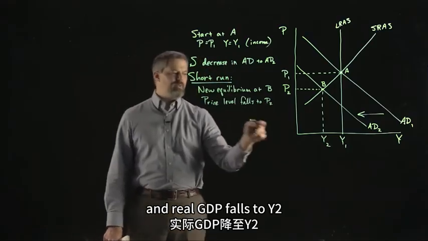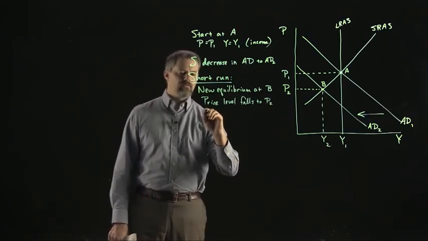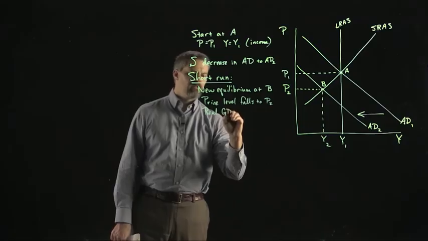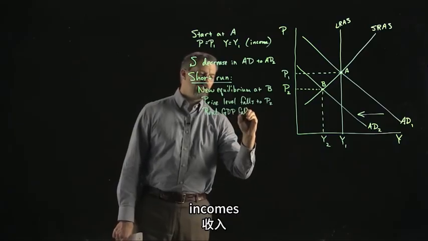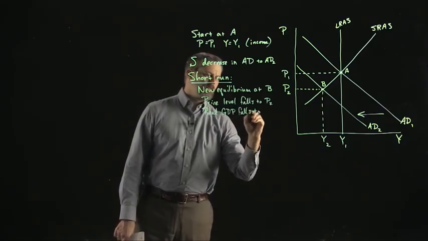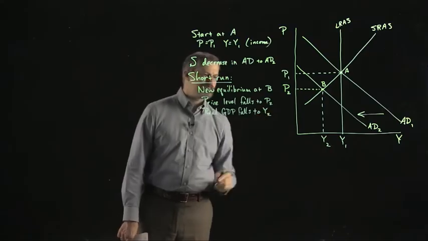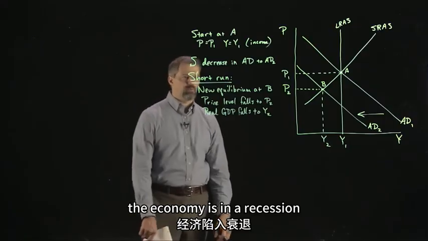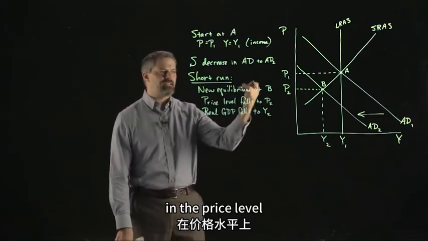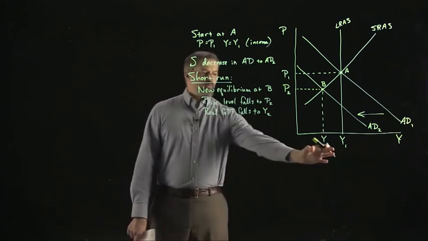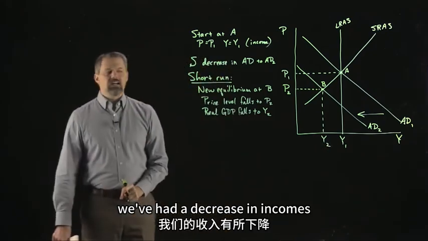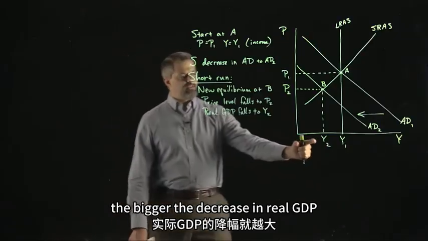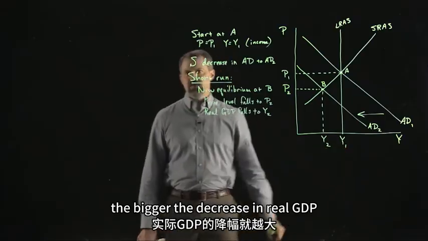And real GDP falls to Y2. So real GDP, incomes, falls to Y2. The economy is in a recession. What we've had is a decrease in the price level. We've had a decrease in incomes. And the bigger that shift in aggregate demand, the bigger the decrease in real GDP.